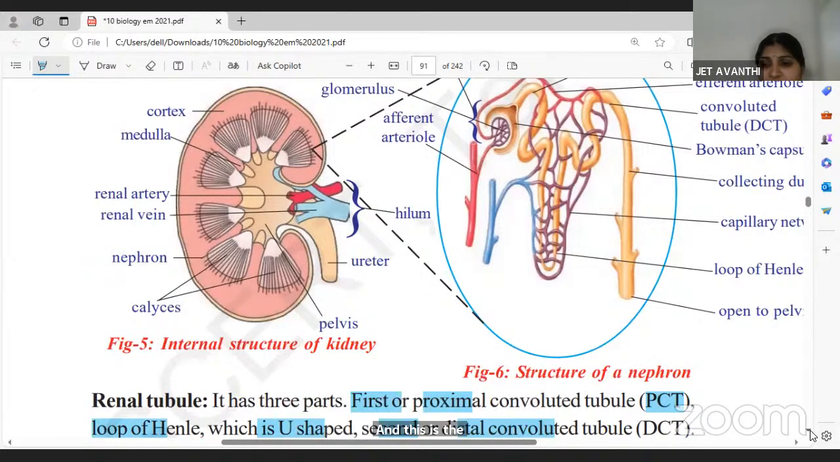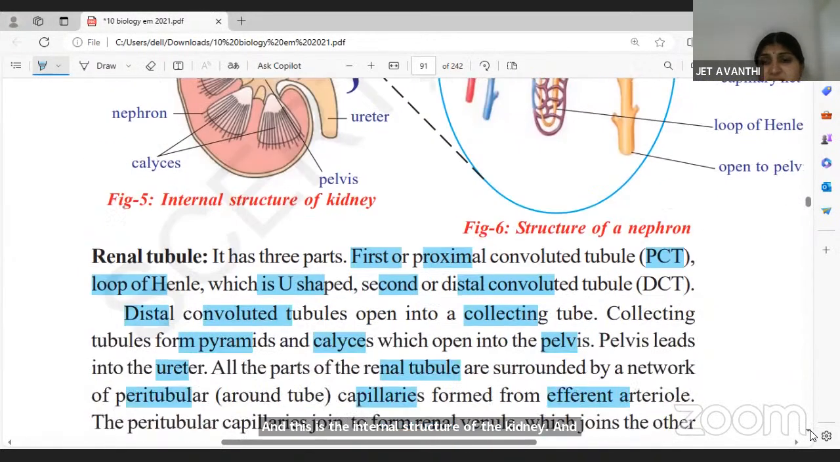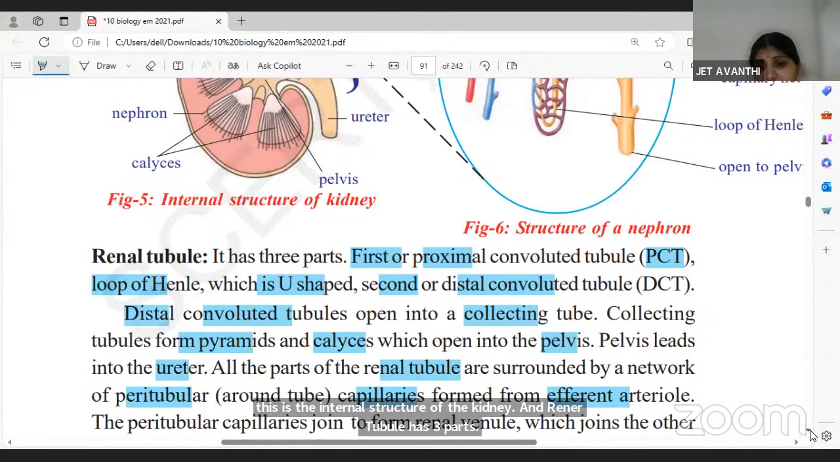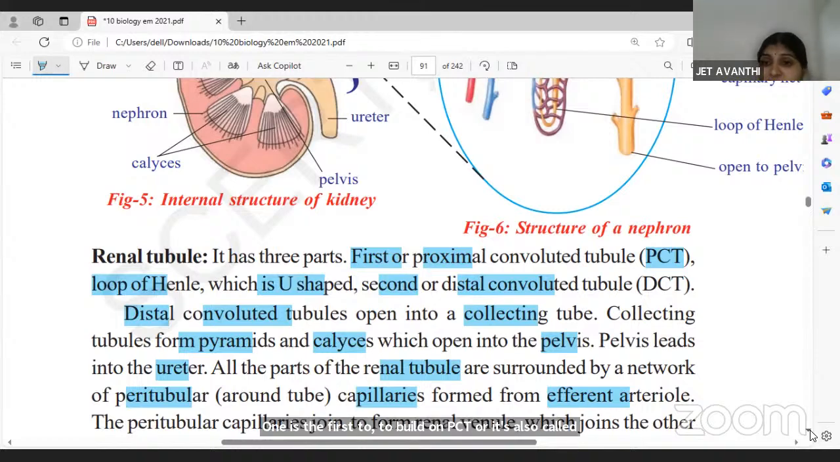And the renal tubule has three parts. One is the first convoluted tubule, the PCT, also called the proximal convoluted tubule. Then we have the distal convoluted tubule and the collecting duct. The blood is getting partially filtered in the Malpighian body by the glomerulus, and now that filtrate will be entering into the renal tubule. In the first part, the major reabsorption of glucose, amino acids, required salts and ions will be happening in the PCT.